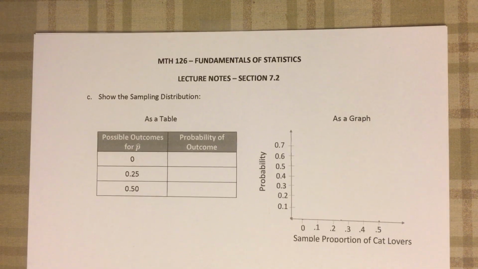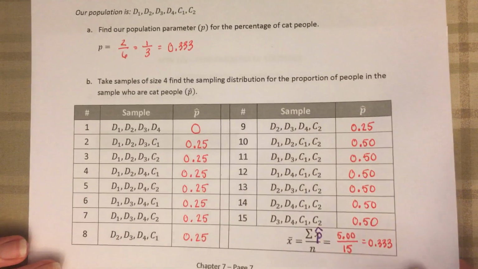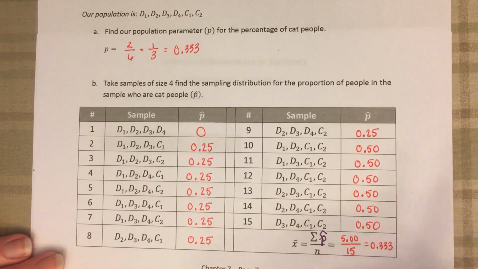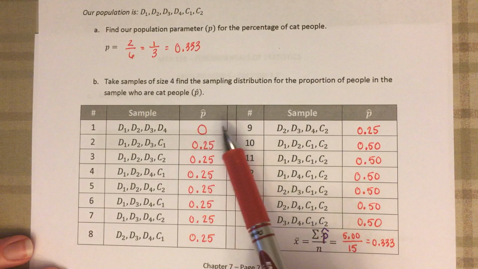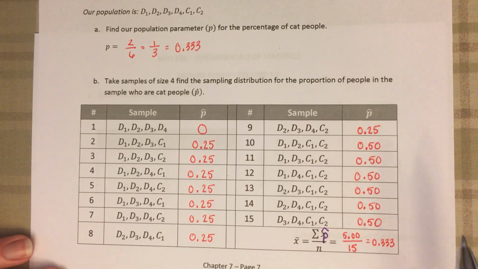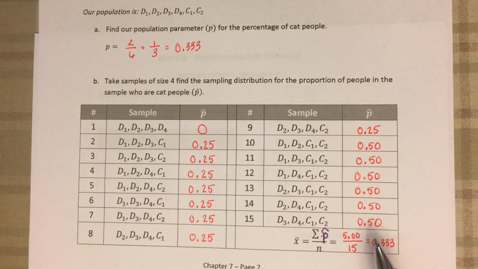Right. So the top of the next page, we are going to show our sampling distribution as a table and as a graph. Looking at our table, we're going to go back and use our information that we have here, and we're asked for a few different things. We're asked for how many different times we have a 0 show up, how many different times we have a 1/4 or 0.25 show up, and how many different times we have our 0.5 or 50% show up.